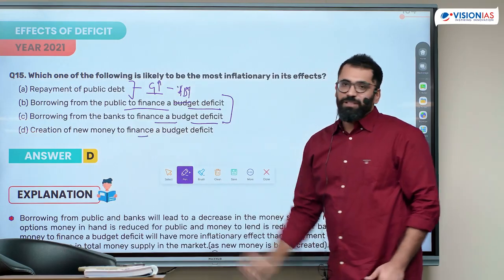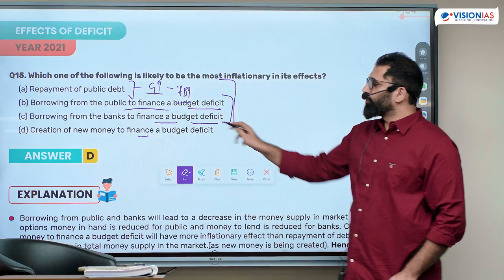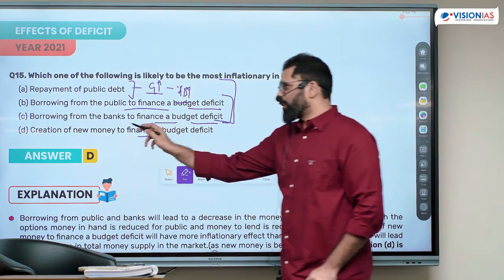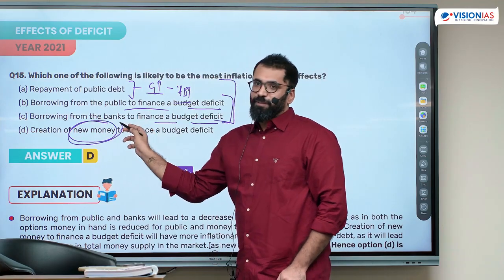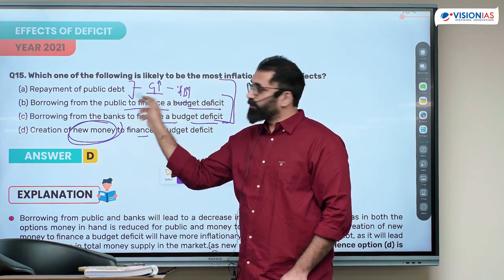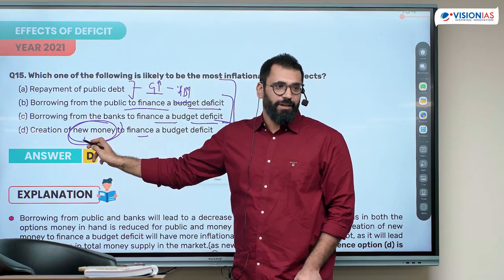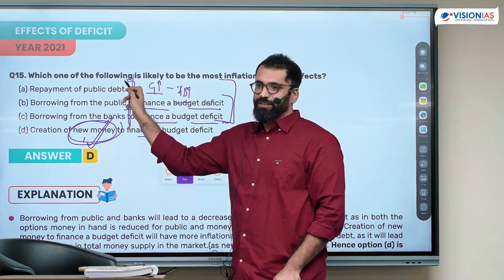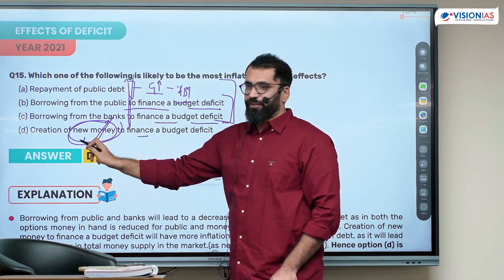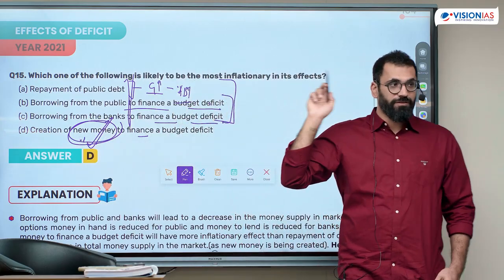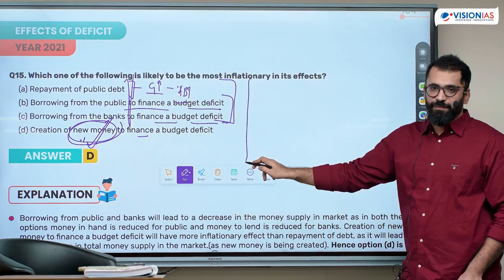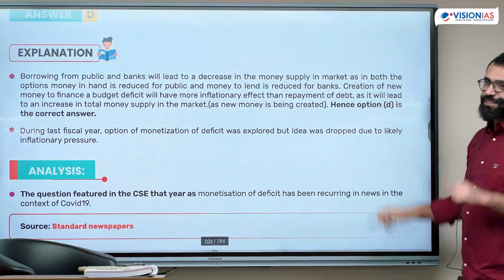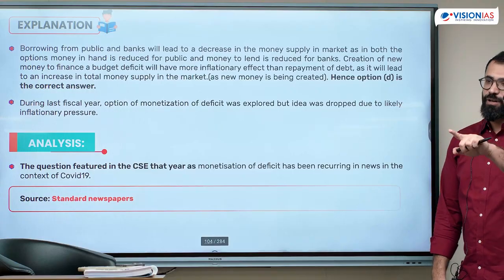Creation of new money to finance a budget deficit. Out of the four, these three would be inflationary. All of them would lead to demand pull inflation. But here, demand could still be matched by supply. Inflation here would not be as significant as compared to quantity. This is the most inflationary when new money comes in. This can still be balanced by effective supply. This cannot. New money, quantity theory. So most inflationary has been asked. The most inflationary is creation of new money, because the rest of the three is just cycling the money in the economy from one actor to another economic actor.